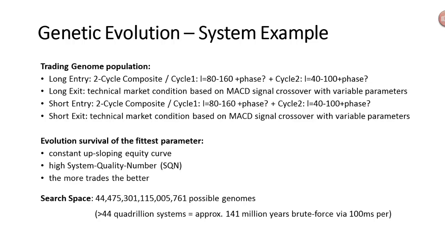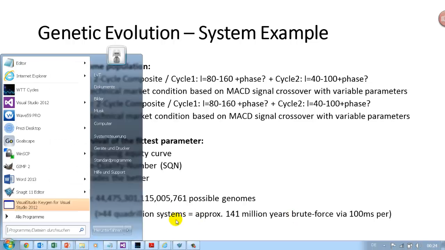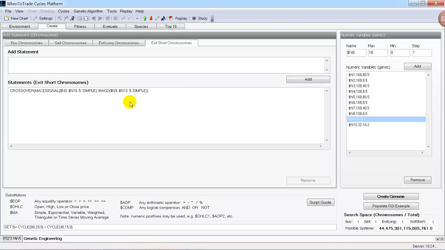So I mean, if you want to prepare for your trading day, you can't wait 141 million years to come out with the perhaps optimal combination here. So let's review how our genetic algorithm can help us here.